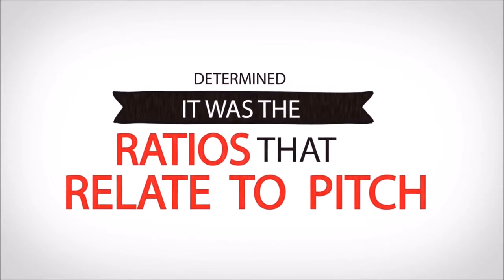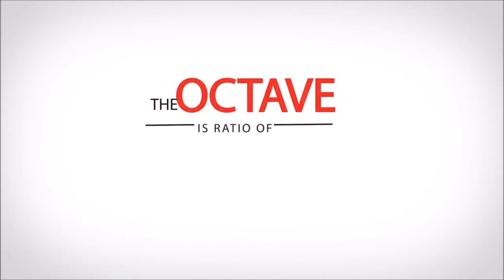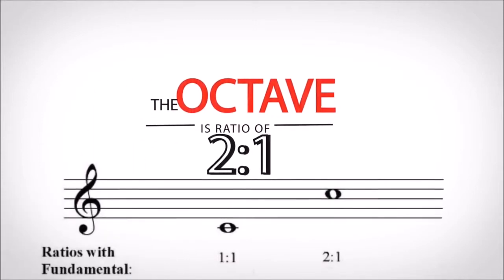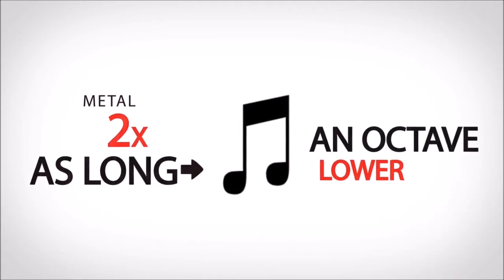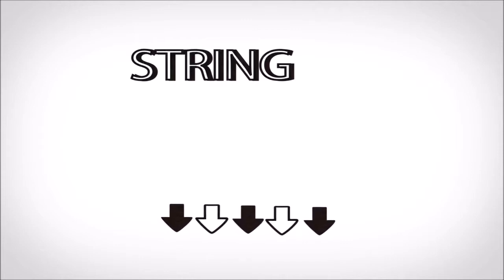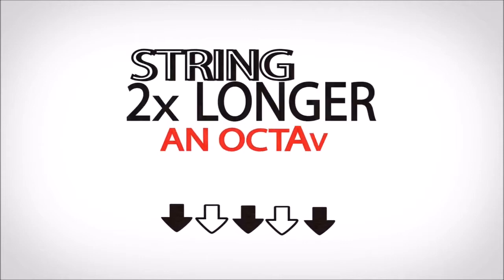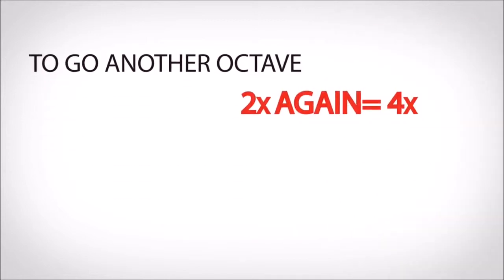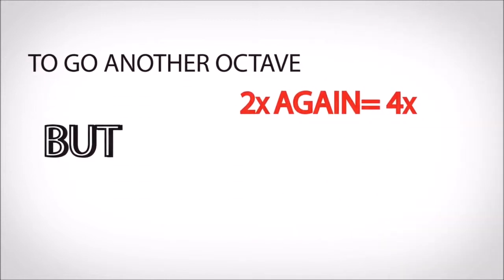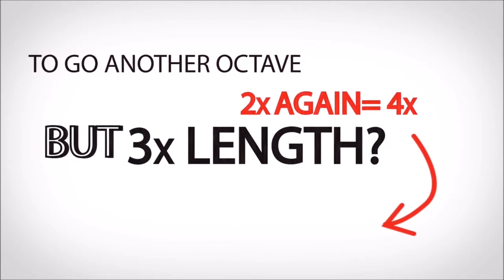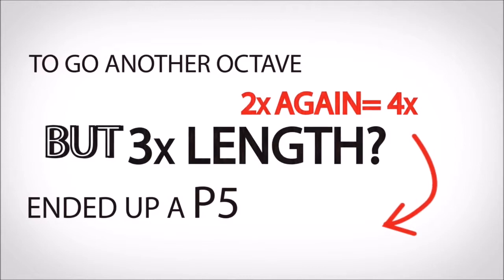So he finds that the octave was simply a ratio of 2:1. A piece of metal that was twice as long was an octave lower. Then he took strings and found the same thing was true. A string twice as long produced an octave lower. To go another octave, he had to double it again. He was now at 4 times the original string. But what about just 3 times the original length? Well, he tried that and ended up bringing him to the perfect fifth.